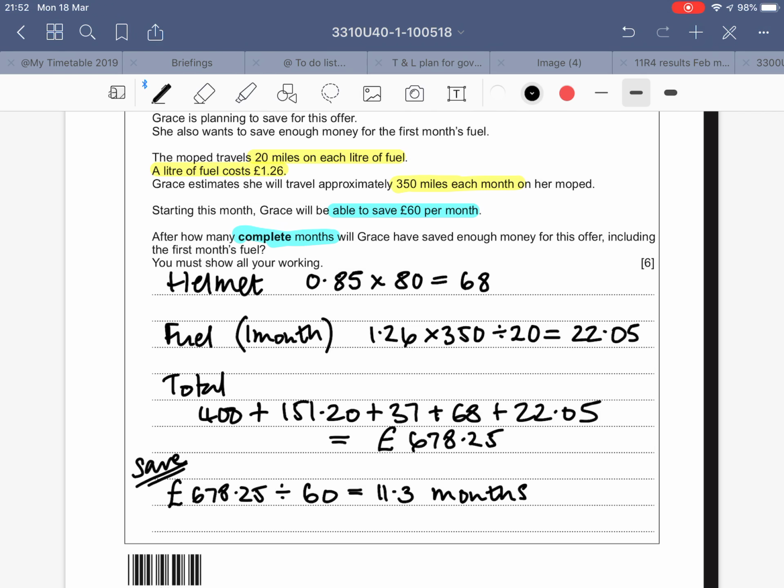So Grace needs to save for 12 months to be able to afford it. And after the 12 months, she's got enough money with a little bit extra, because that 11.3 tells me that she'll have too much.